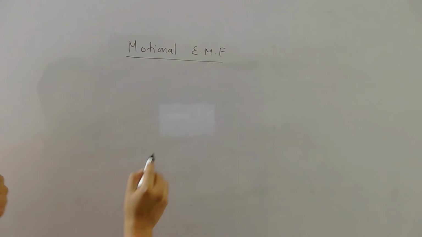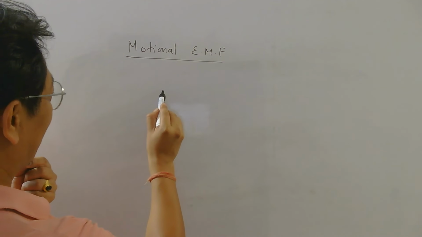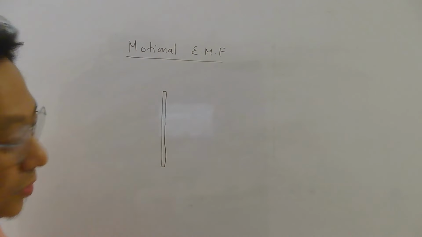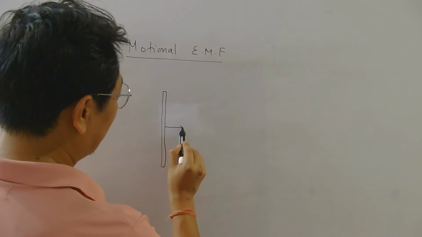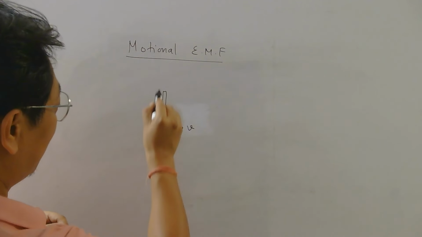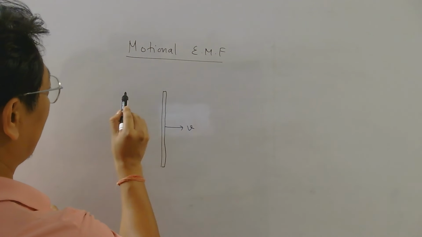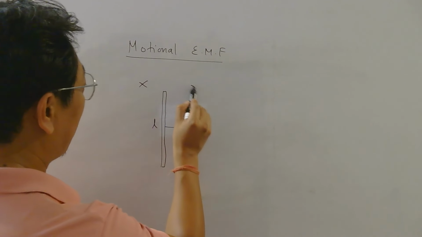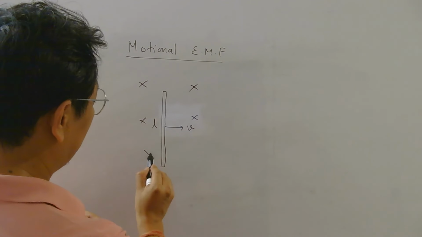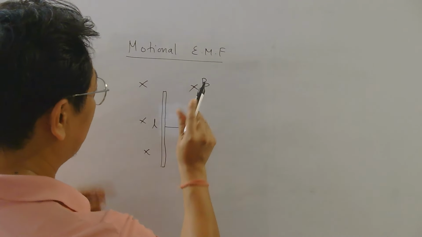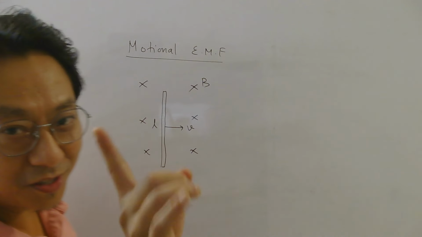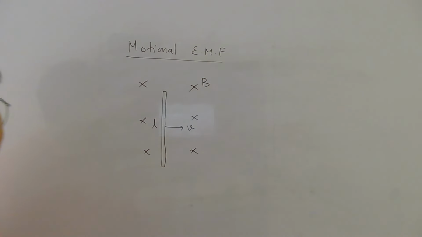So let's say I have a rod, a conducting rod, which is moved with some velocity v perpendicular to the length of the rod, and let's say the length of the rod is L, and there is a magnetic field B everywhere in this region, a uniform magnetic field, same everywhere, and it's not changing with time, not like the previous example.